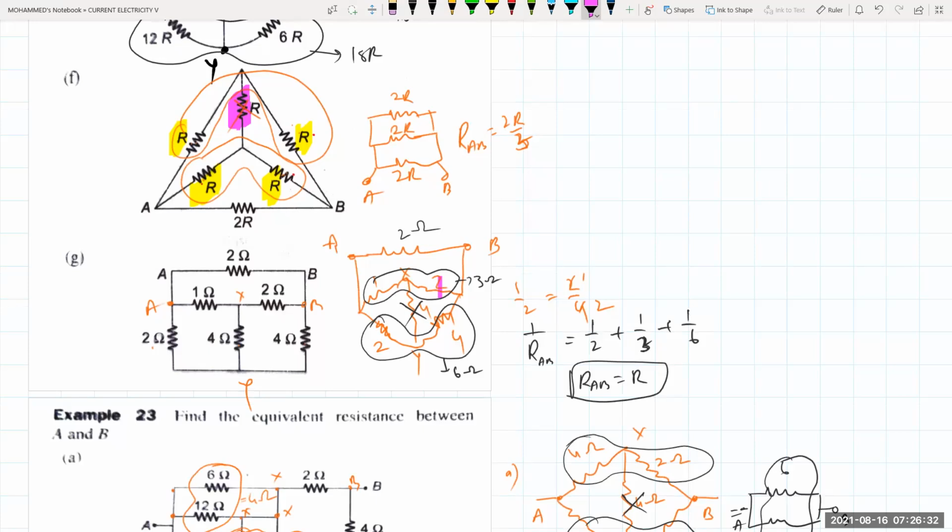So is it forming a Wheatstone bridge, beta? 1 by 2 is equal to 2 by 4. So it is half, and this is also half. So all of them are in the Wheatstone bridge, so the middle one will become ineffective. So 1 plus 2 will be 3, 2 plus 4 will be equal to 6. So all of them will be in parallel, 1 by 2 plus 1 by 3 plus 1 by 6. So how much am I getting?